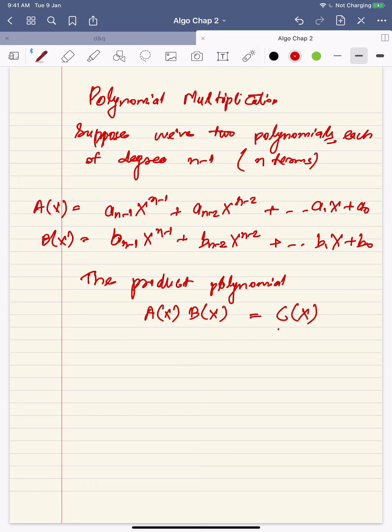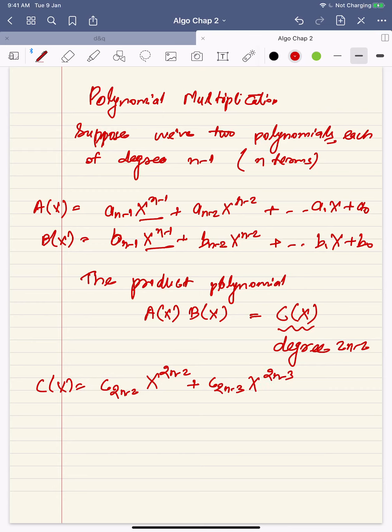Okay. So what will be the degree? The degree will depend on the largest degree of A and B. They had n minus 1 each, so this will have a degree of 2n minus 2. Then I can write the generic form of C(x), that is c_{2n-2} x to the power 2n minus 2 plus c_{2n-3} x to the power 2n minus 3 plus up to c_0.